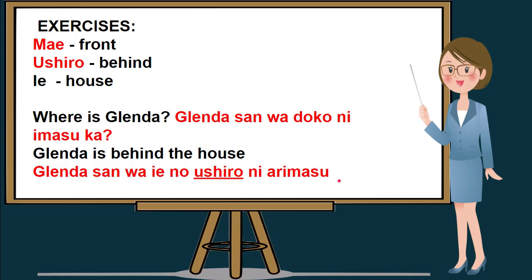Let's try to read these sentences once again. Where is Glenda? Glenda-san wa doko ni imasu ka? Our answer, Glenda is behind the house. In Nihongo, Glenda-san wa ie no ushiro ni arimasu.